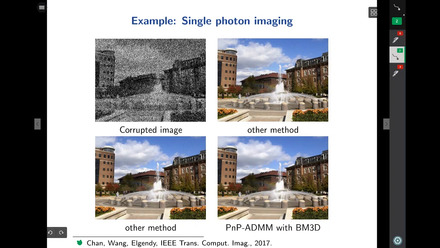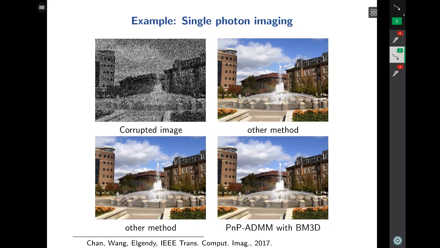Chan et al. also consider the problem of single-photon imaging. For each pixel, we either measure a photon or we do not measure any photons. For each pixel, the measurement is binary. The probability of measuring a photon for a pixel is proportional to the true brightness of the pixel. There are other methods that can perform image recovery for this problem setup, and from afar, they all seem to be working very well.